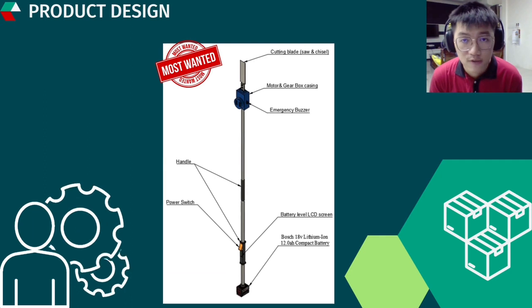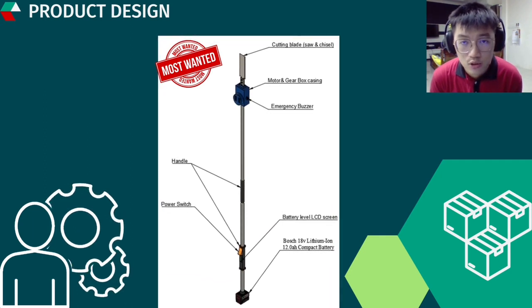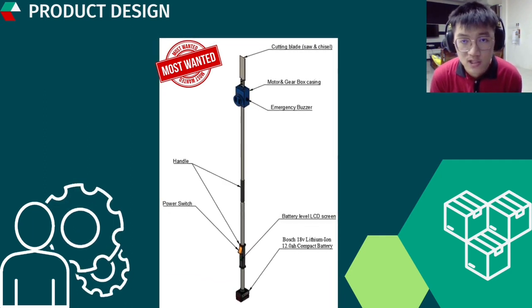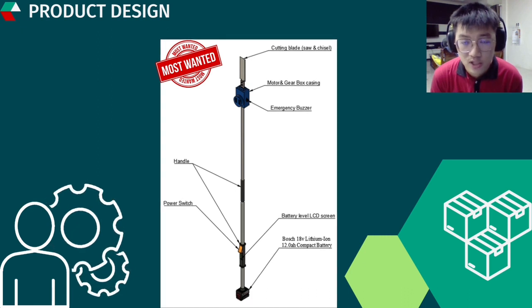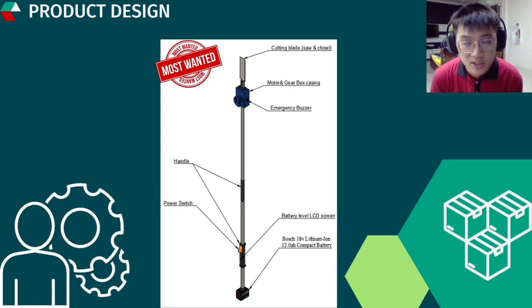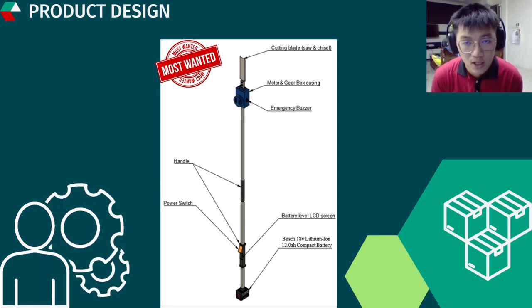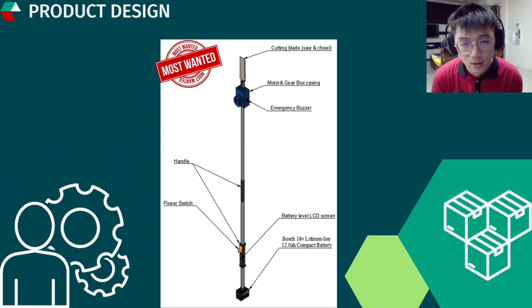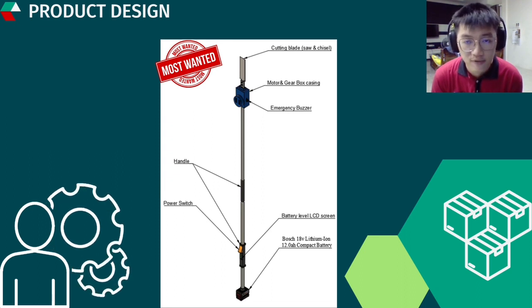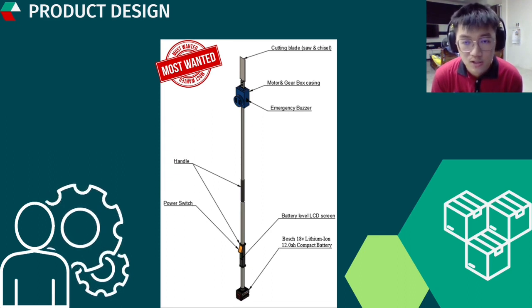Our product design consists of a few main components, which are the cutting blades with a saw and chisel shape, and also a motor and gearbox. There's also an emergency buzzer attached on the casing to alert the user. Besides, there are 2 handles on the pole, and the power switch is also on the pole to turn on the motorized palm harvester. There's also an LCD screen on the handle to indicate the battery level. And lastly, there's a lithium-ion battery at the bottom of the pole as well.